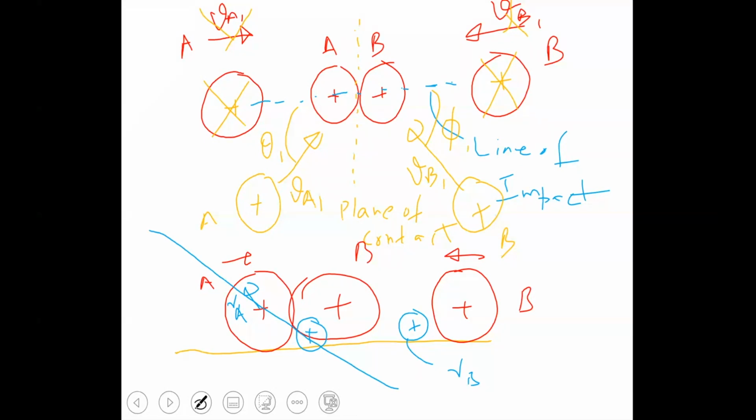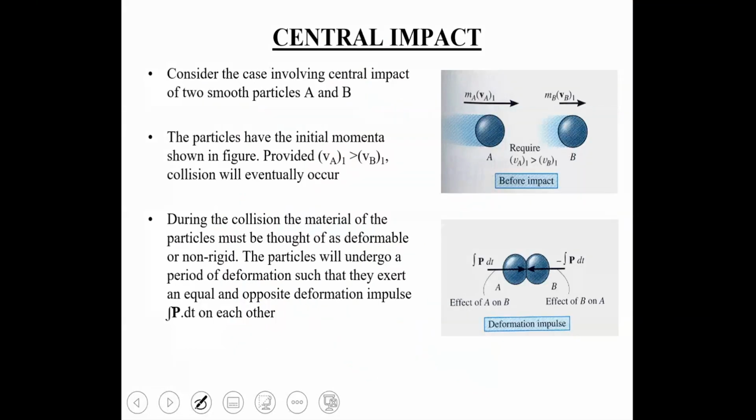Chalo, now moving to the analysis of central impact. First of all, we are going to consider two particles. One is particle A as shown to you in this figure here. This particle A is traveling with a velocity or momentum mA vA1 towards the right as shown to you here. Then you have another particle B which is traveling towards the right as well with a momentum of mB vB1. So we have taken a general case in which both the particles are traveling towards the right, provided that vA1 is greater than vB1, that is, the velocity of particle A is greater than the velocity of particle B.